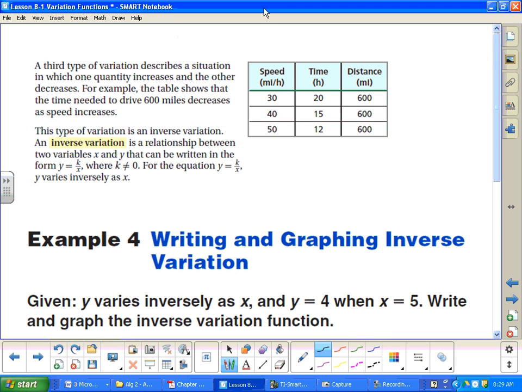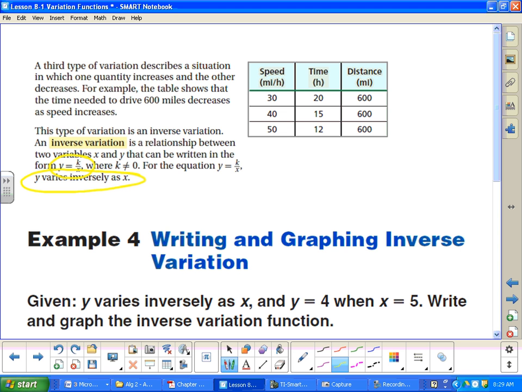The other main type of variation is called inverse variation. With inverse variation, as x increases, y decreases. As x decreases, y increases. So if they're inverse variation, that means they vary the opposite way. The general formula for inverse variation is y equals k over x, and we would see it as y varies inversely as x does.